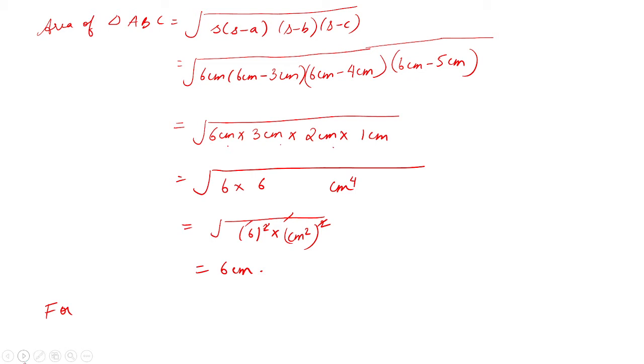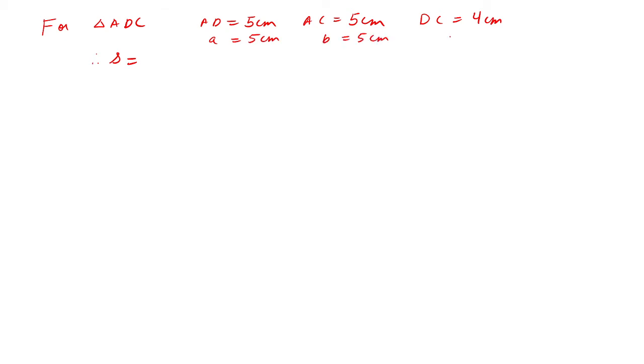Now we have to find out for triangle ADC. Okay, now for triangle ADC, what do you have? AD is equivalent to 5 centimeter, AC is equivalent to 5 centimeter, and DC is equivalent to 4 centimeter. Therefore your S will be, so you can write A as 5 centimeter, B is equivalent to 5 centimeter, C is equivalent to 4 centimeter, okay? See, it does not mean that A has to be 5 centimeter every time. You can write A as 4 centimeter also if you want. It's clearly up to you, okay?